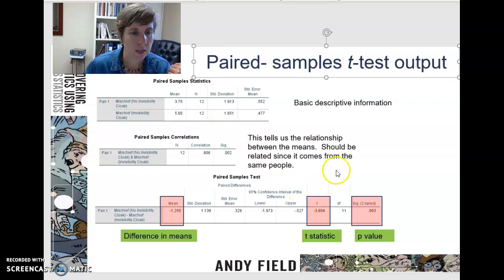All right, and then you get your probability value, and this is the value that we want to have less than 0.05 in order for us to say there is a significant difference between 3.75 and 5.0.